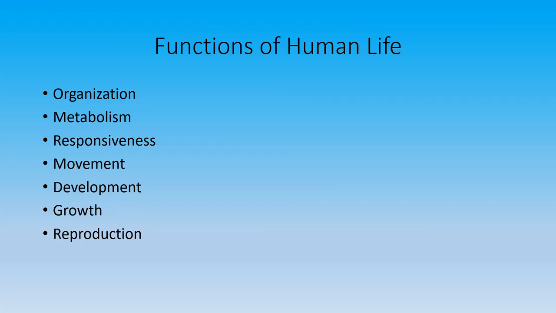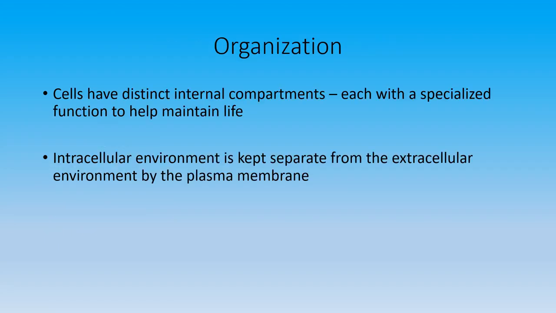When you look at any living organism, not just human, but any living organism, there are certain characteristics that we consider the organism to have in order to classify it as living. Some of these functions are listed here: organization, metabolism, responsiveness, movement, development, growth, and reproduction. These characteristics or functions are necessary for human life.